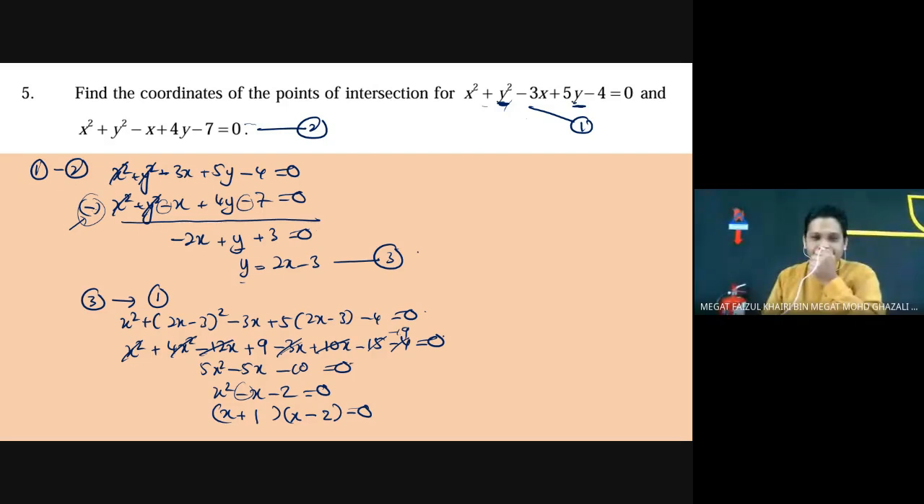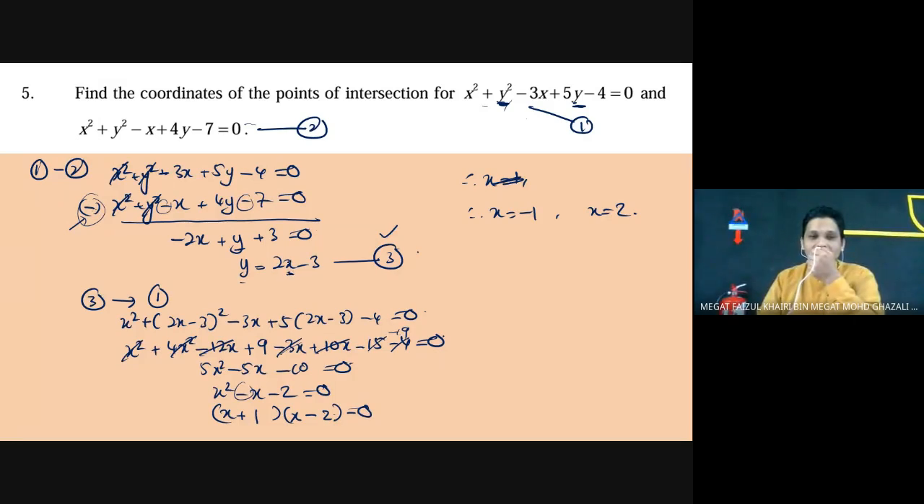Alright. So, x squared minus x minus 2, okay. And then dominant is negative here, so I put as negative 2 and plus 1. So then, x equal to negative 1 and x equal to 2, and we may substitute into equation 3. Okay, I suggest equation 3 because it is in the form of y equal to 2x minus 3. So substitute x with negative 1 here.